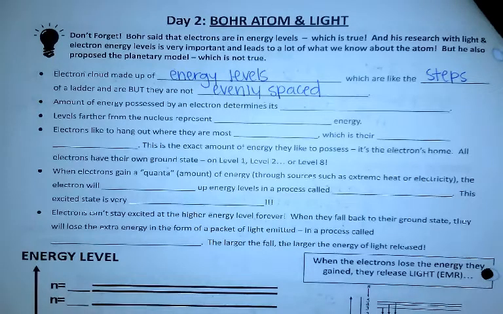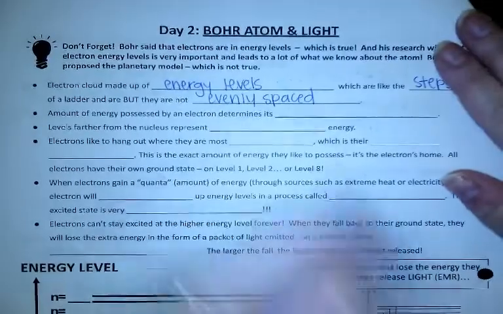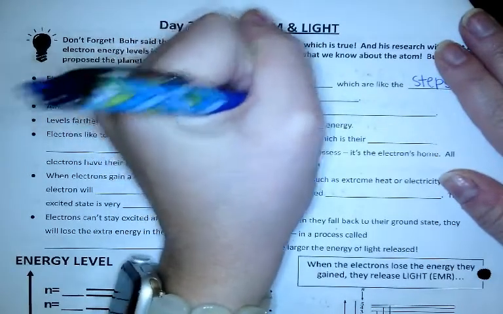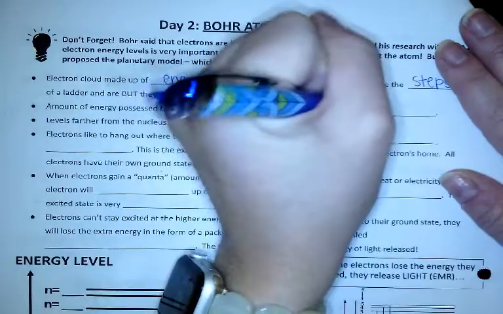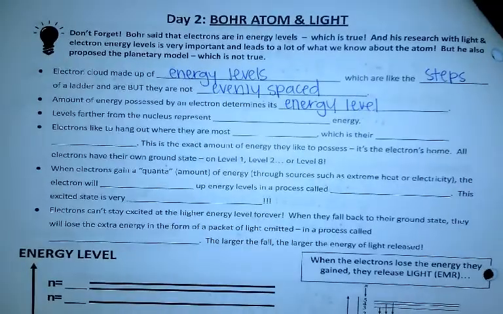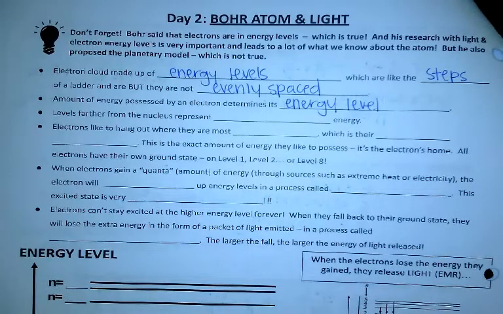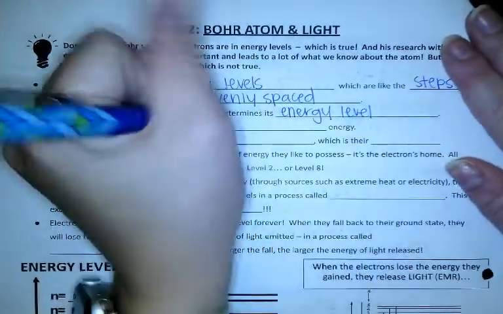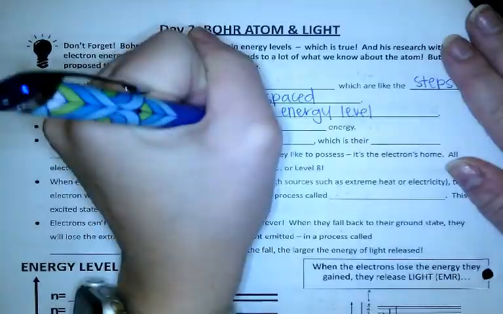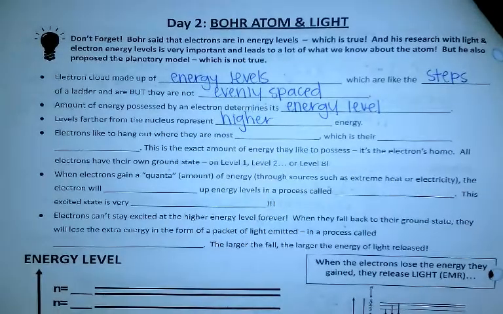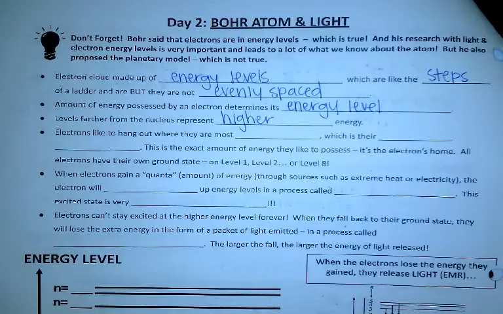Now, the amount of energy possessed by an electron determines its energy level. So each electron has a certain amount of energy. Okay, it exists at a certain energy. And so depending on how much energy the electron has determines what energy level it's in. So levels further from the nucleus represent higher energy. The further away you get from the nucleus, the higher the energy that electron possesses.